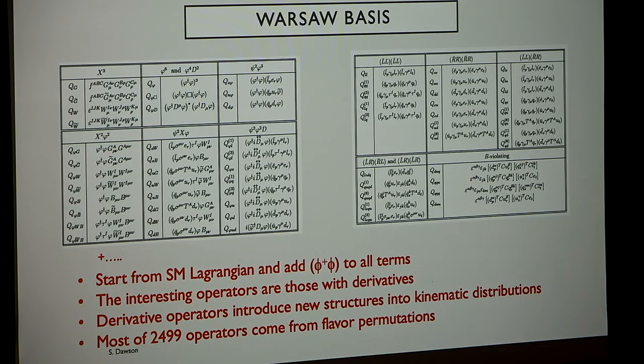And getting this effective Lagrangian to dimension 6 is to take the standard model Lagrangian and just add phi dagger phi to every term. Phi dagger phi is dimension 2, so we just take the whole standard model Lagrangian and add phi dagger phi.